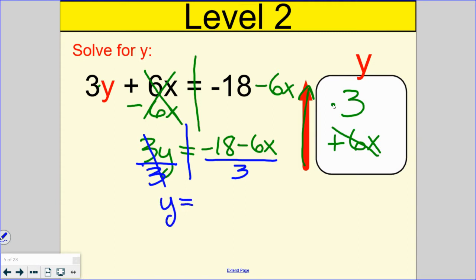We have to remember here that this 3 is being divided into both the negative 18 and the negative 6x. Let's use a different color here, black. It's also being divided, both the negative 18 is being divided by 3, and the negative 6x is being divided by 3. So we're going to do this to start with this red here. Negative 18 divided by 3 is negative 6. And the negative 6x divided by 3 is minus 2x.